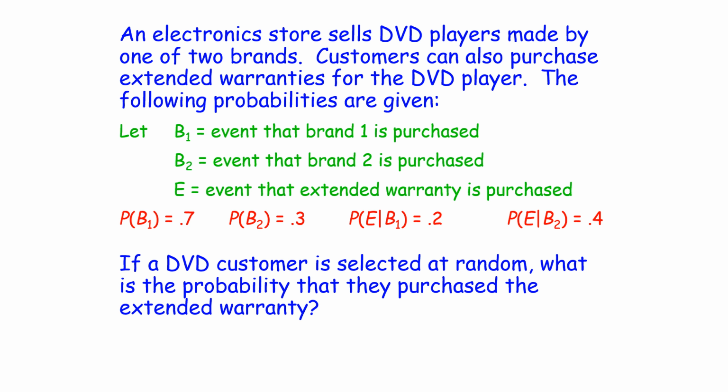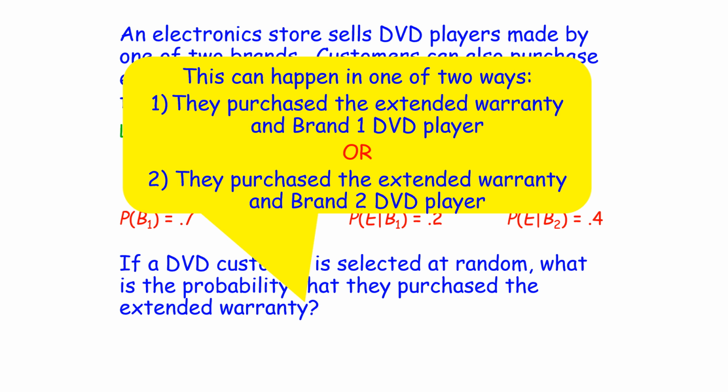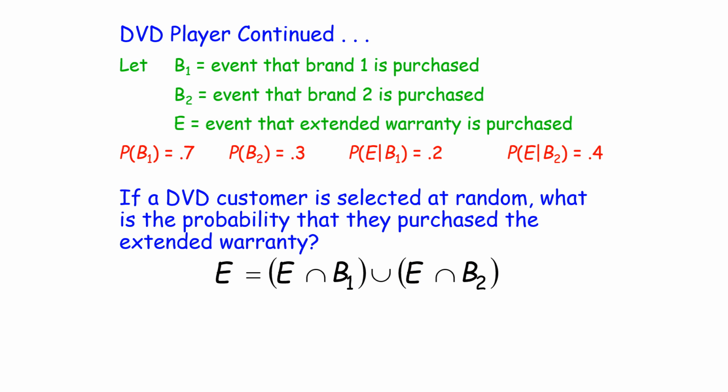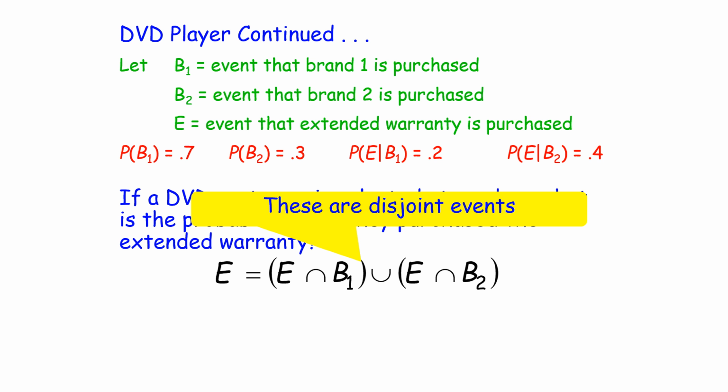This can happen one of 2 ways. They purchased the extended warranty and brand 1 DVD player, or they purchased the extended warranty and brand 2 DVD player. So that means E is going to equal E and B1 or E and B2. That's what that's saying in yellow right there, in an equation sense. What we're going to notice is that these are disjoint events.